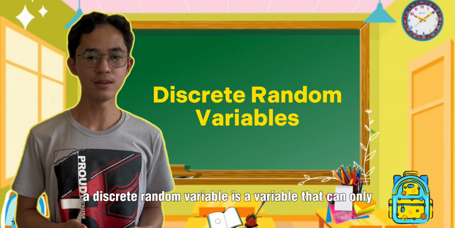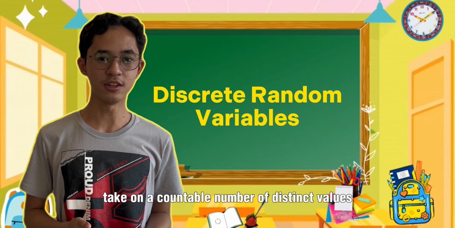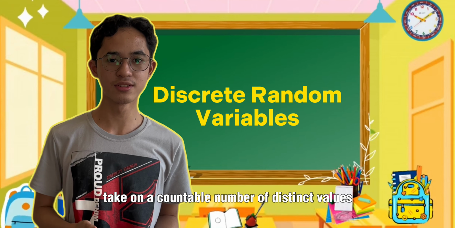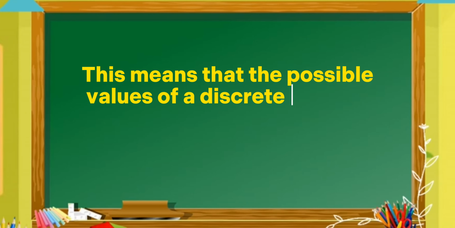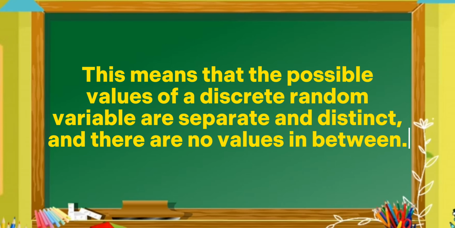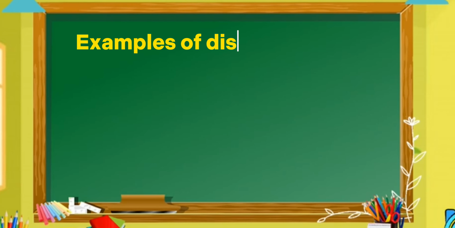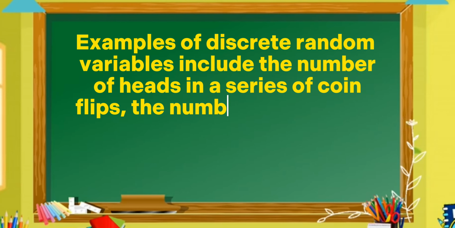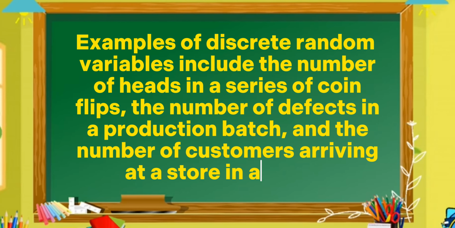A discrete random variable is a variable that can only take on a countable number of distinct values. This means that the possible values of a discrete random variable are separate and distinct, and there are no values in between. Examples of discrete random variables include the number of heads in a series of coin flips, the number of defects in a production batch, and the number of customers arriving at a store in an hour.